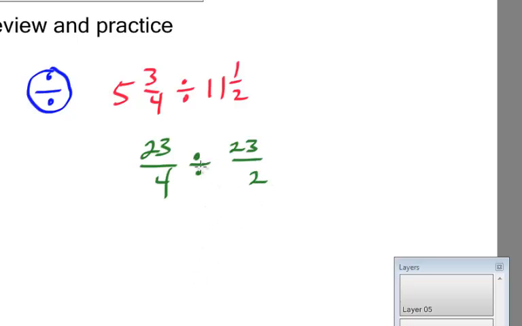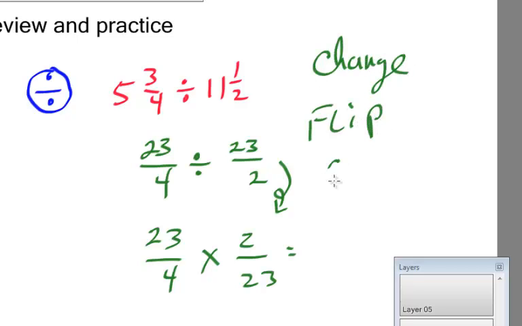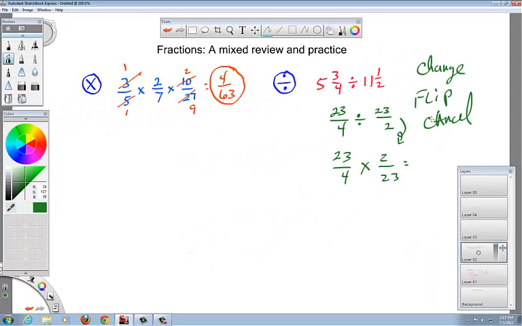Then when you're dividing, you flip this one over, called taking the reciprocal, my symbol for that. So you rewrite this, change this to a times sign, and flip this over, invert it, take the reciprocal, whatever the heck you want to call it. You flip this over, 23. You do this before you cancel. You change, flip, and then cancel. Don't do it in any other order.